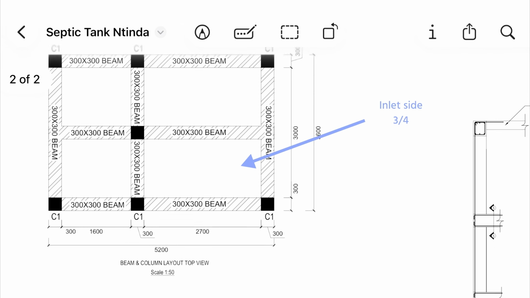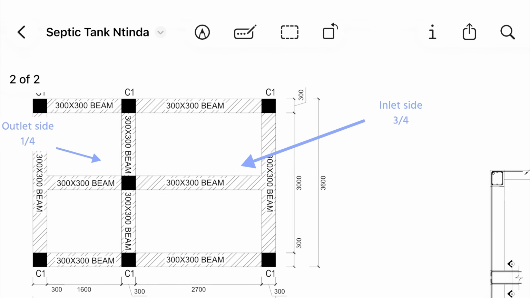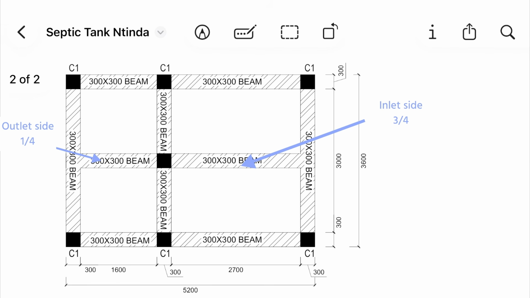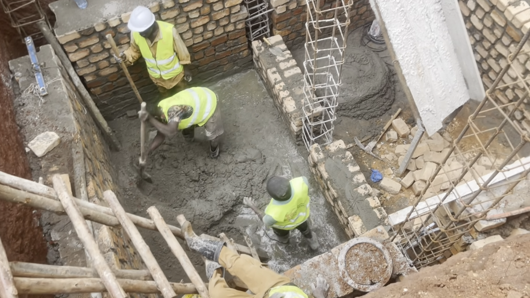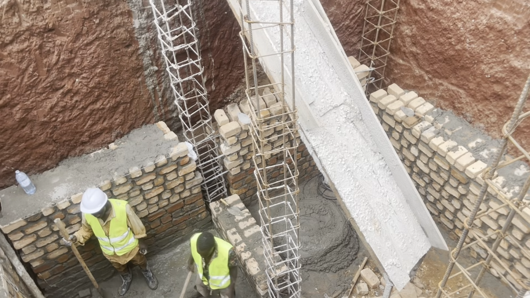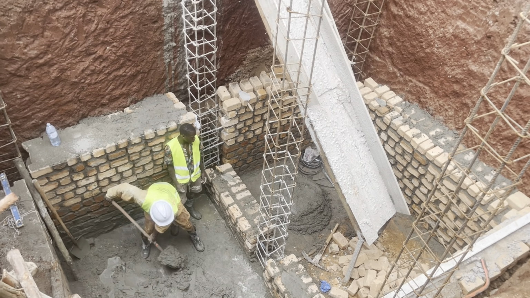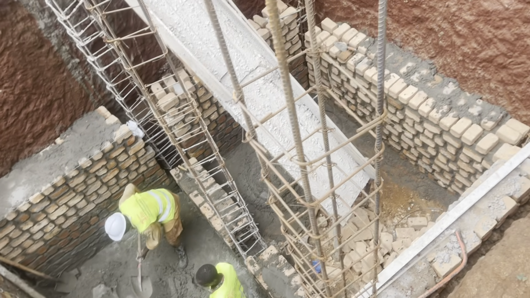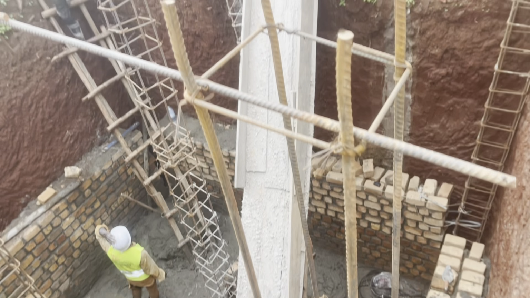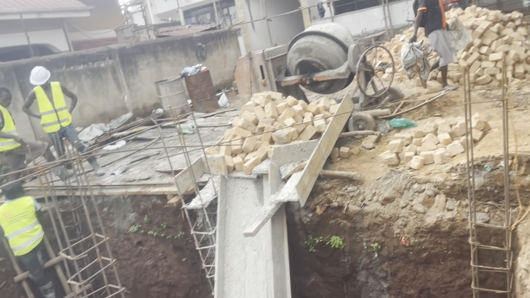The first chamber is 3/4 and the second chamber is 1/4 of the whole part, meaning solid sewage will first digest from this first chamber, turn into liquid sewage before it flows to the second chamber. We build these walls smartly and neatly as shown in the video.